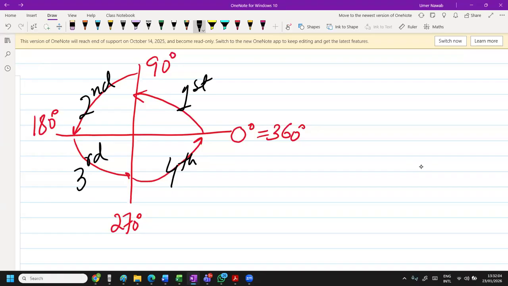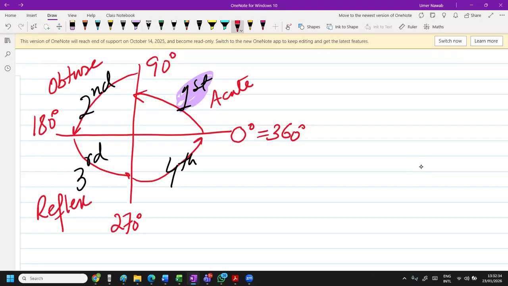Clear? One more thing. In the first quadrant, we write all acute angles. The definition of an acute angle is any angle which is between 0 to 90. Now, all angles which lie between 90 to 180 are obtuse angles. Any angle which lies between 180 to 270 is a reflex angle. And any angle from 270 to 360 is also a reflex angle. A reflex angle is an angle that is more than 180 but less than 360 degrees.